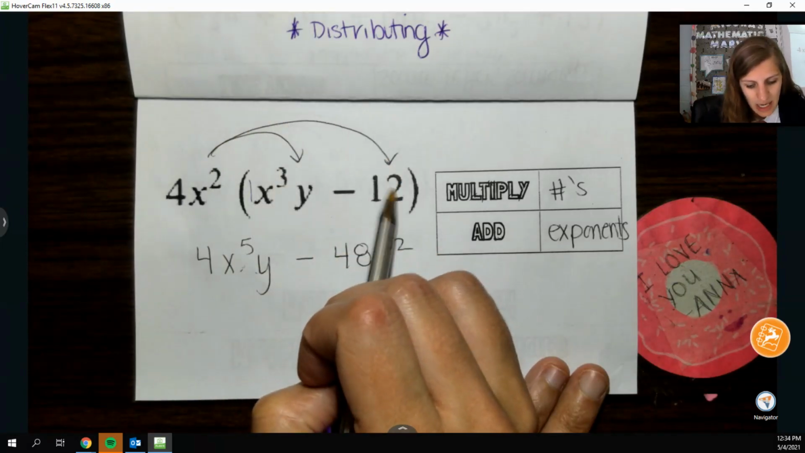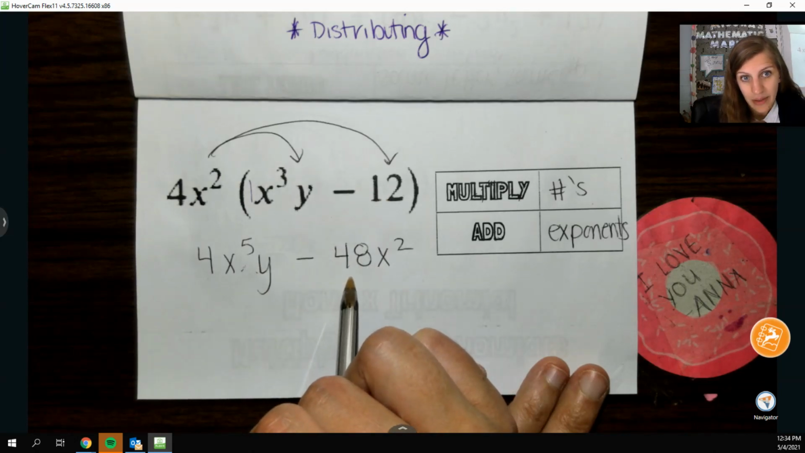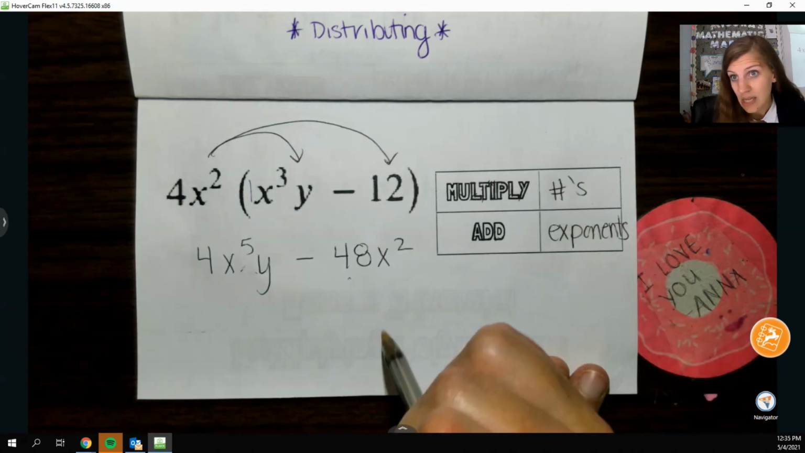Then when I distributed it here, we did the 4 times negative 12 for negative 48. And there's an x squared attached to that as well and no other letters, so it doesn't change at all.